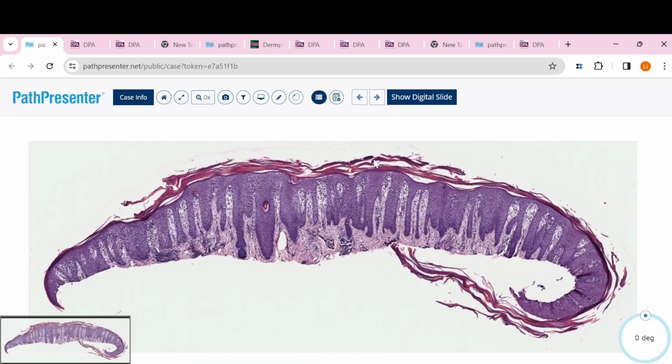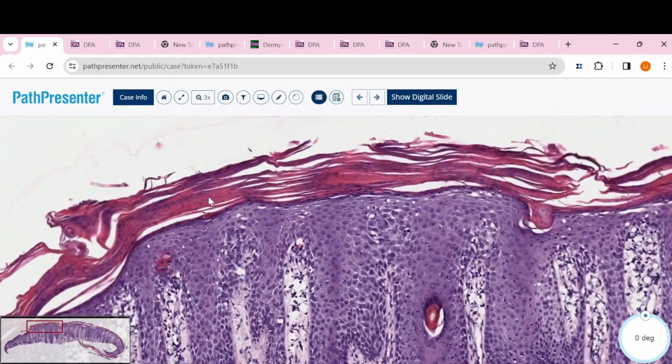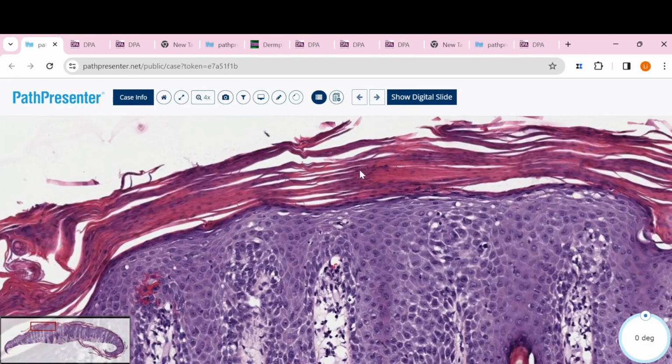So we have three patterns: confluent parakeratosis, and then when we zoom in, we usually can see neutrophils. Somewhat like here, this dark nucleus is a neutrophil. We can see this binucleated, that is a neutrophil. So neutrophils in the stratum corneum layer are the characteristic of psoriasis.